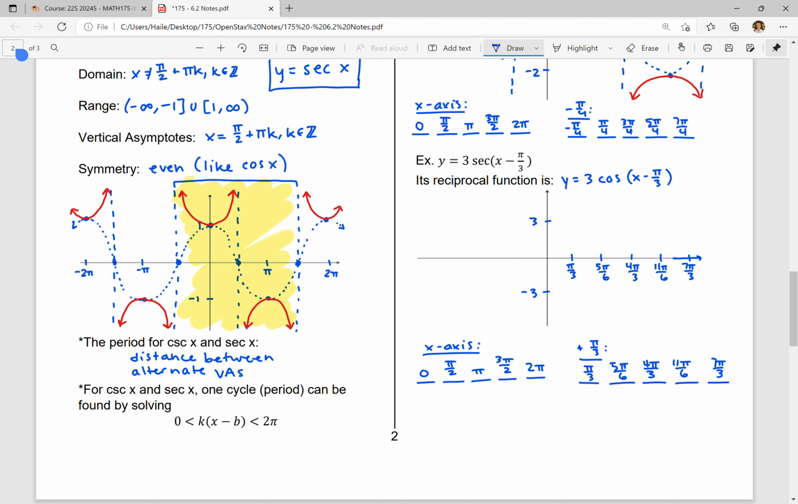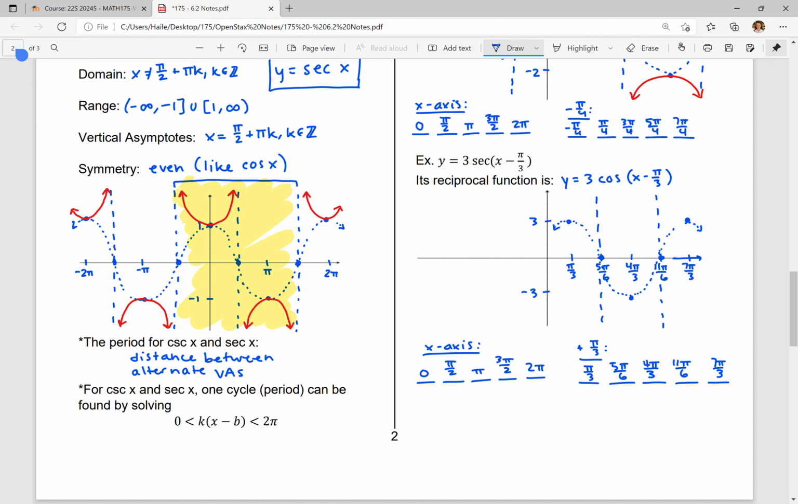And my next step is to actually draw in the dotted cosine curve. So I'm going to start at my first key point at the top, go down to the middle, down to the bottom, back up to the middle, and up to the top, and then I'm going to draw this in with a dotted line. So my next step is to draw in the vertical asymptotes. So I can draw those as dotted lines everywhere that my cosine curve touches the x-axis.